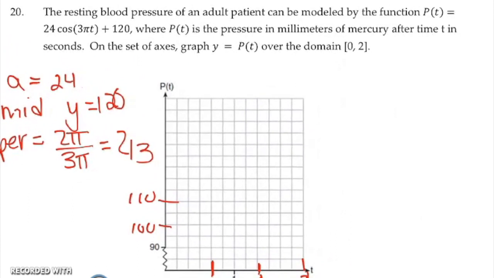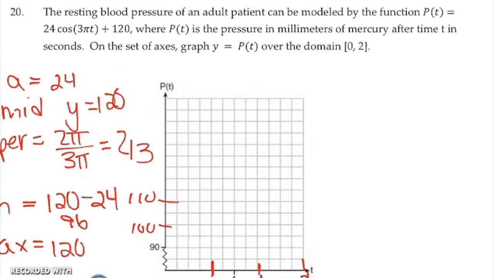Now, let's figure out what else we know. We can find the min, and we can find the max. So to get the minimum, you're going to start at the midline, and you're going to subtract the amplitude, and that gives me a min of 96. To get the max, you're going to start at the midline and add the amplitude. That gives me a max of 144. And now I'm just going to graph those and see what that looks like.